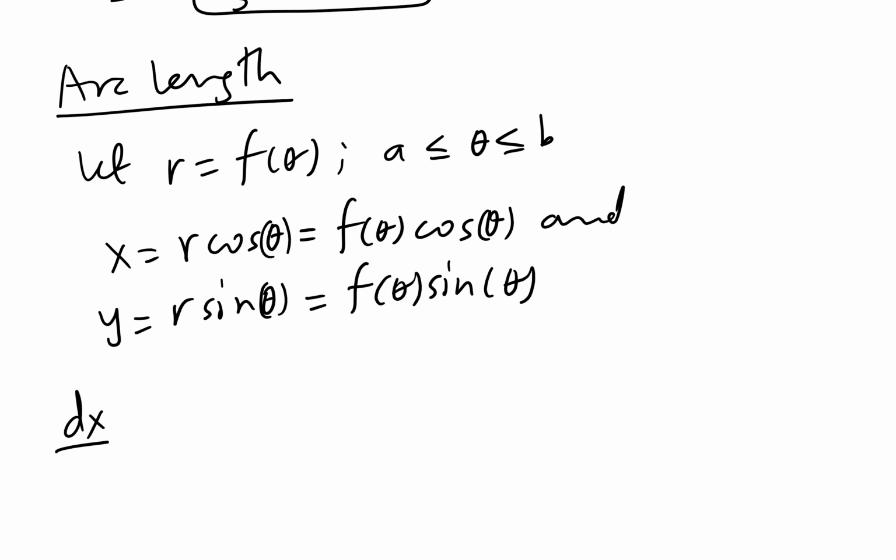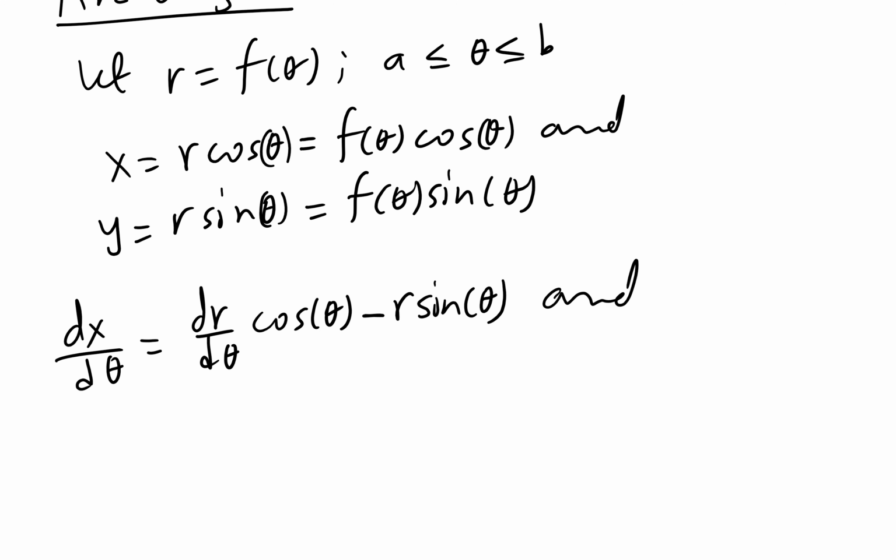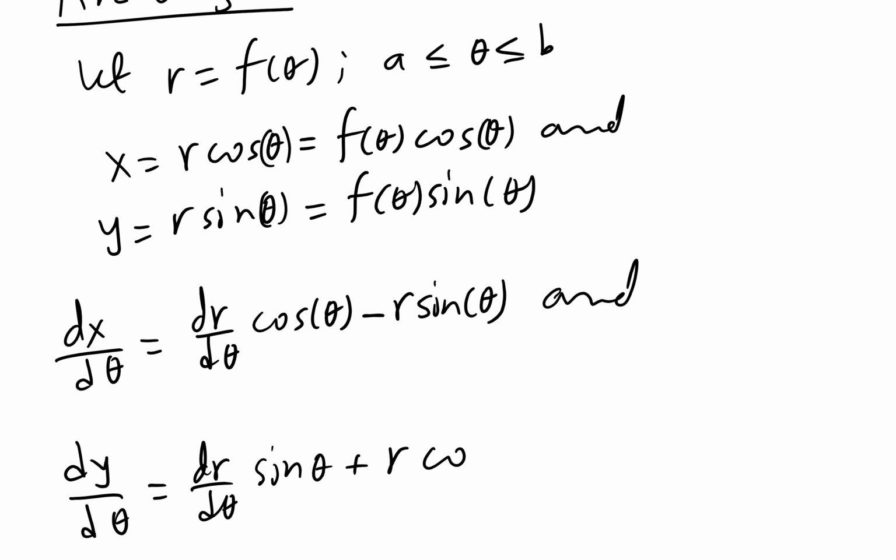So dx d theta is the derivative of f of theta, or derivative of r, which is dr d theta, by the product rule, times cosine theta, plus r times the derivative of cosine, negative sine. So that's for dx. And we can find dy with respect to theta by differentiating both sides of y. So then this is again dr d theta, derivative of r, keep sine the same, plus r, derivative of sine is cosine. This way I got both dx d theta and dy d theta.